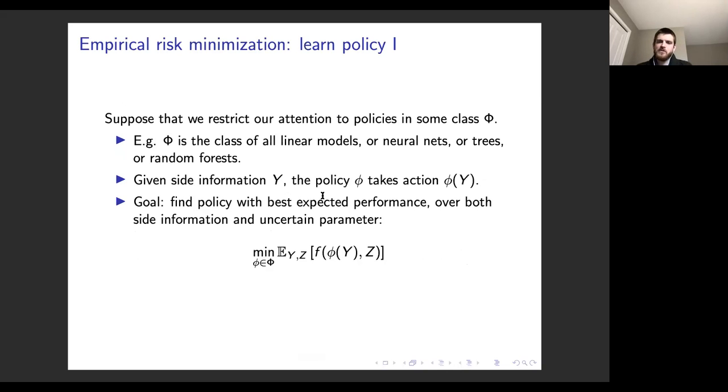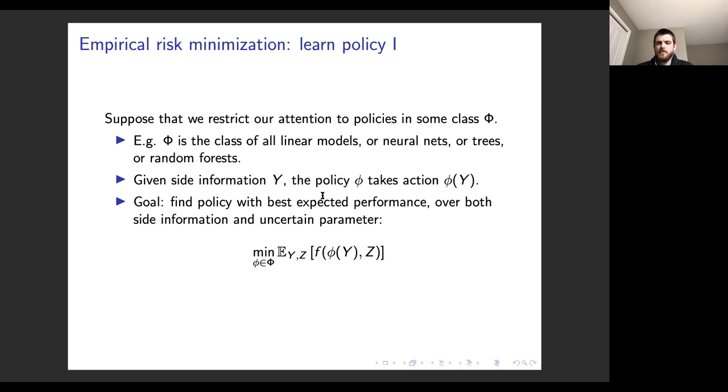So the next approach that people have looked at is, I'm calling it empirical risk minimization for learning a policy. Empirical risk minimization is a very broad kind of strategy used in statistics, and what I'm talking about here is a specific application of it. The idea is that we're going to restrict our attention to policies in some class, call it capital Phi.